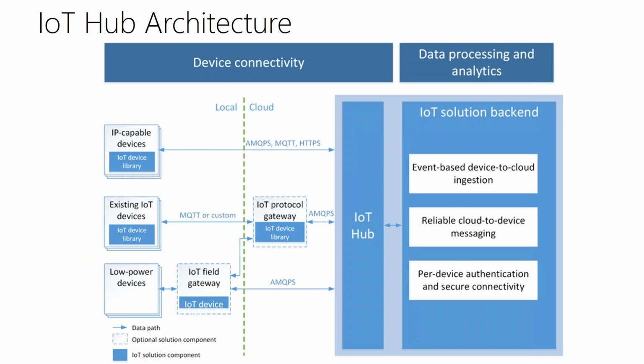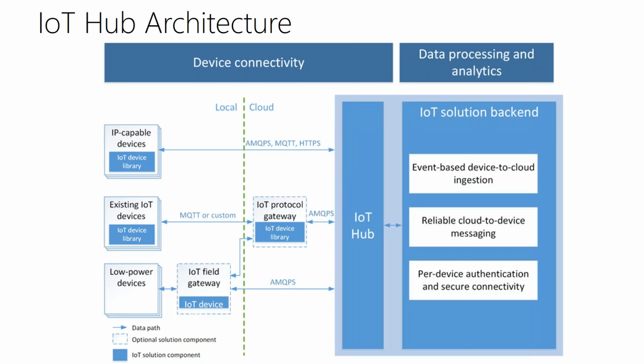So, IoT Hub architecture. If you look at this diagram, it's similar to the one I showed before, but this time we're looking at it using Azure IoT Hub and more Azure specific. So we still have the same devices listed on the left, so maybe IP-capable devices that can connect to the cloud themselves, existing IoT devices that maybe can connect to the cloud or maybe not, and then maybe lower powered devices that don't support IP connectivity or maybe don't support encryption, things like that.